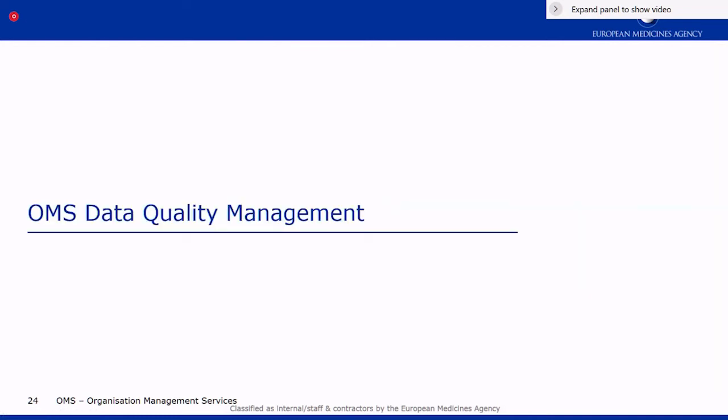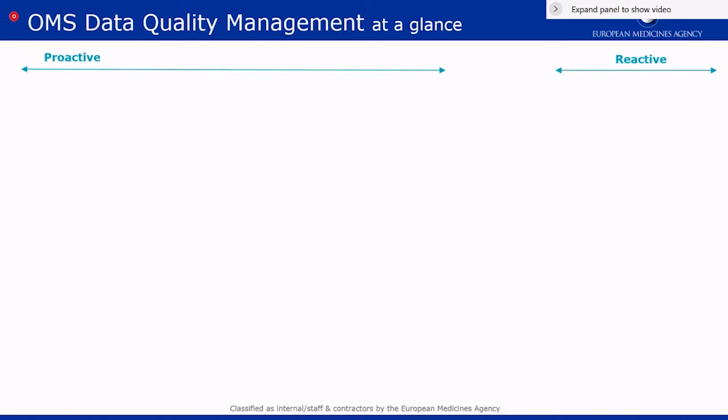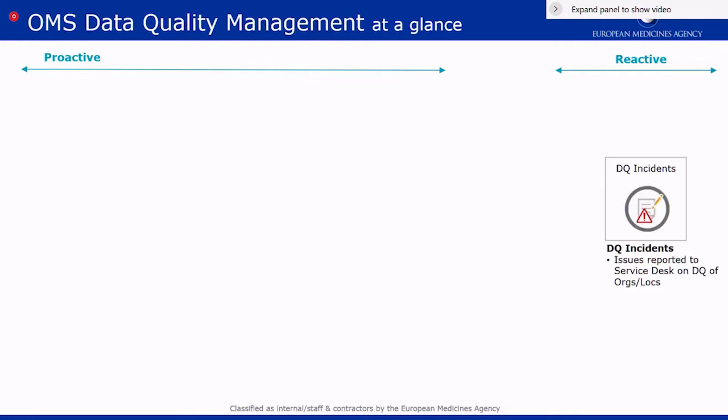Now, going to one of the other processes that we have, our OMS data quality management. How do we maintain a high quality of our information? And what are the processes we have in place to assure that we maintain it, and how does this happen in reality? So we do it in two main ways, one proactive and a more reactive way. The reactive way is done mainly through service desk, where the user reports a data quality incident.